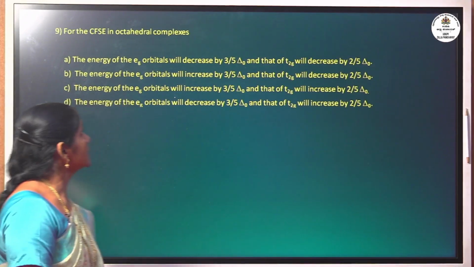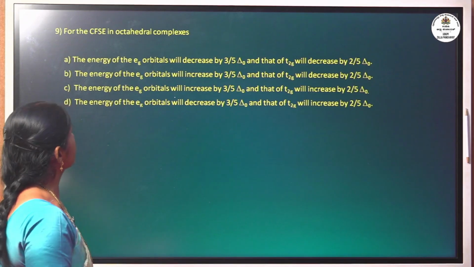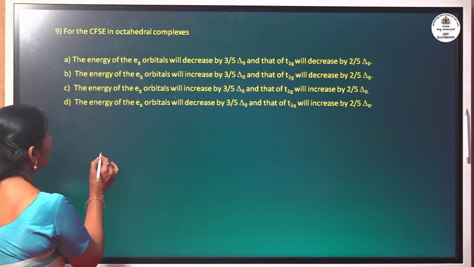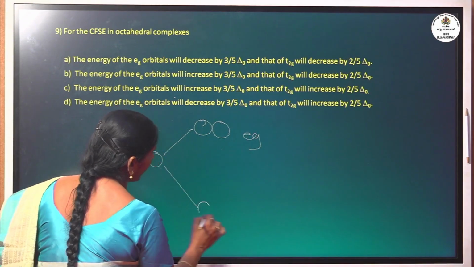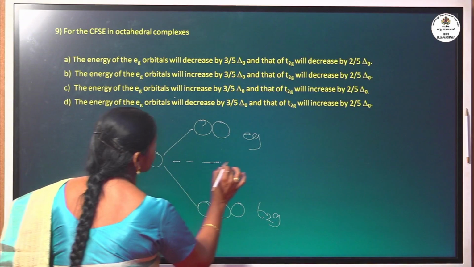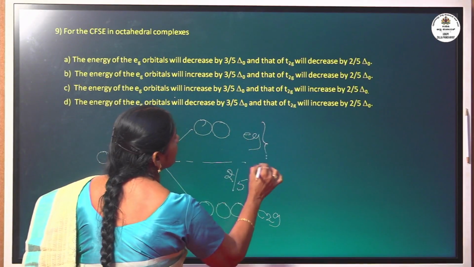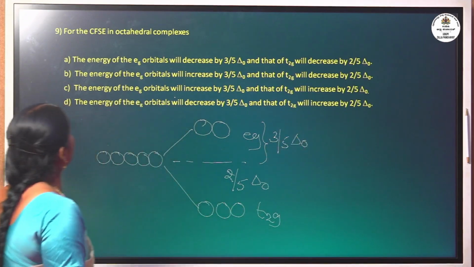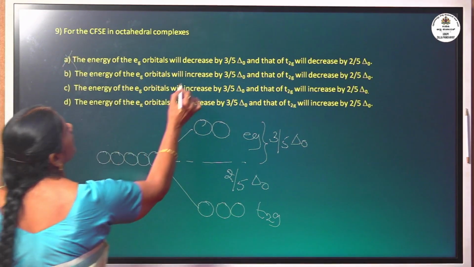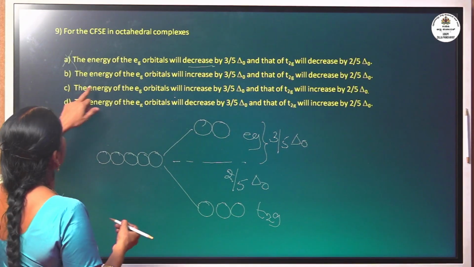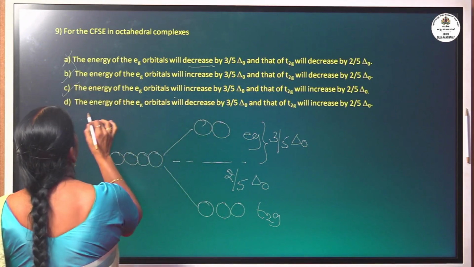Okay, next question is about the CFSE, crystal field splitting energy in octahedral complexes, there are 4 choices. We know the splitting is like this in octahedral complexes. You have the eg set here and the t2g set here, and this is the mean, and here it is 2 by 5 delta o. The energy increases by 2 by 5. Here the energy decreases by 3 by 5. Now the options: the first one says the energy of the eg orbitals will decrease. The first itself is wrong because the energy of the eg orbitals is increasing here. The energy of the eg orbitals will increase, this can be the answer, and not this.